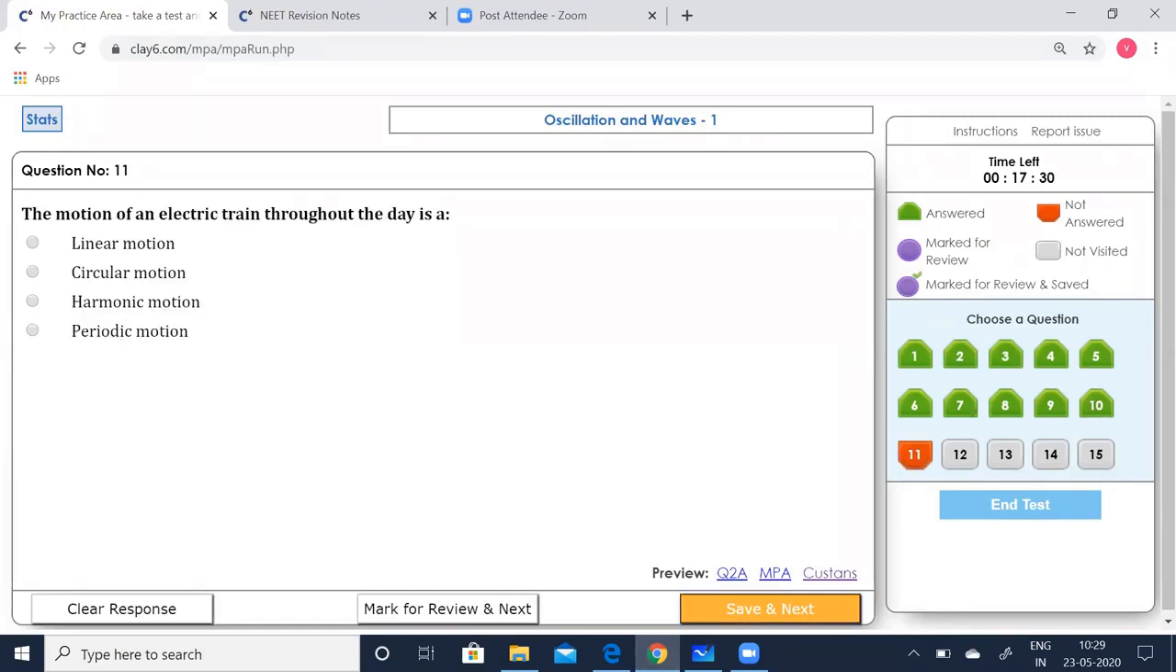The motion of an electric train through the day, what can be the motion of a train? Is it linear motion, circular motion, harmonic motion or periodic motion? It is going through the same linear path every day. So it goes to one destination, comes back to the other, then goes back again, so it is going to be a to and fro motion. So it is going to be a periodic motion.